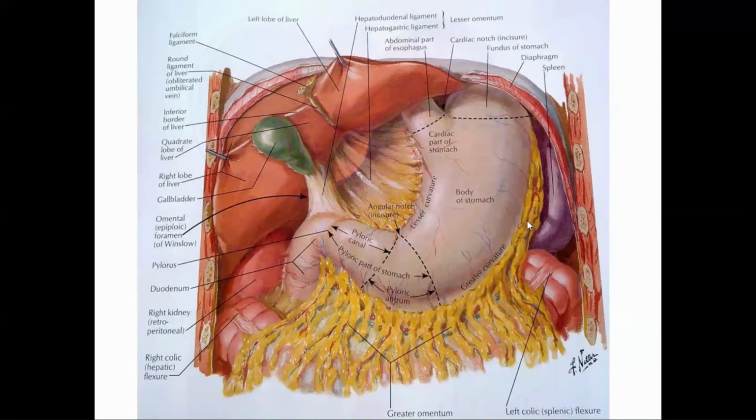So it has two orifices, cardiac orifice and the pyloric orifice, two curvatures, lesser curvature and the greater curvature. And it is subdivided into three parts. They are the fundus of the stomach, body of the stomach, and the pylorus of the stomach. Body, fundus, and the pyloric region.